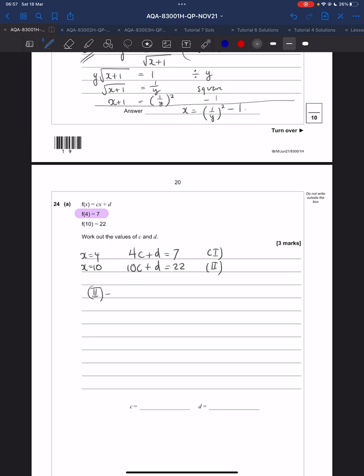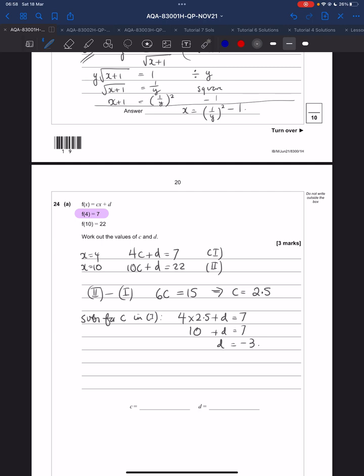I'm going to do equation 2 take away equation 1. We get 6c is 15. I did 2 take away 1 to cancel out the d's. 10c take away 4c is 6c, d's cancel, and 22 take away 7 is 15. So this means that c is 2.5. Substitute for c in 1: 4 times 2.5 plus d is 7. So 10 plus d is 7, so d is minus 3.